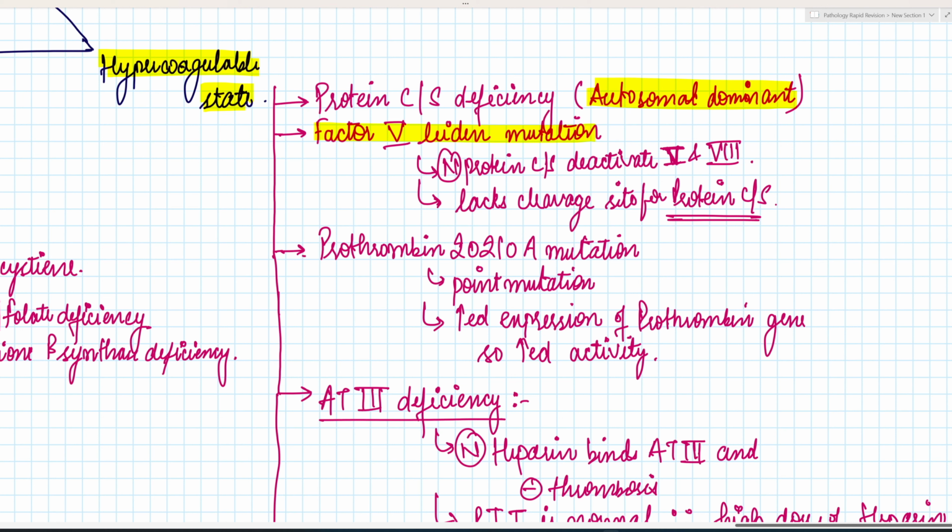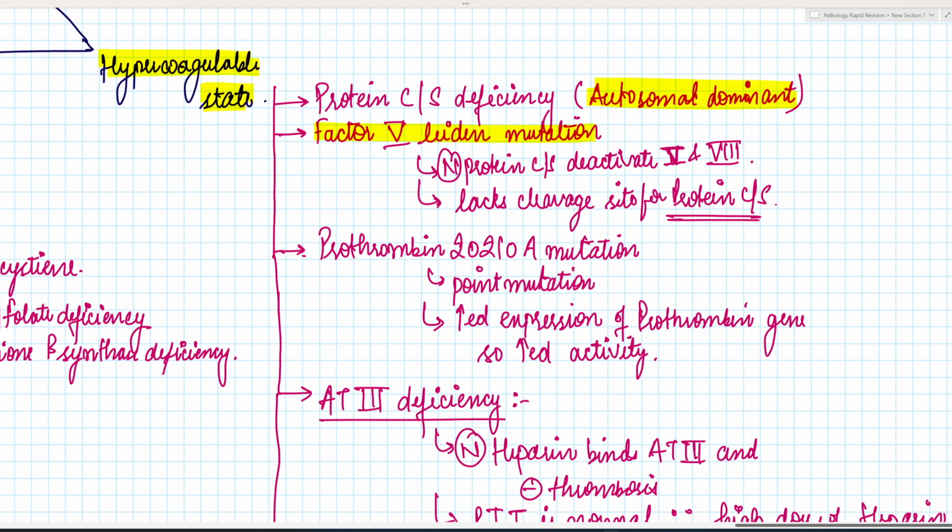That is why protein C and S, even if they are present in normal quantity, cannot deactivate factor 5. So factor 5 is sort of acting autonomously and continues to act. So there is an increased tendency for coagulation.